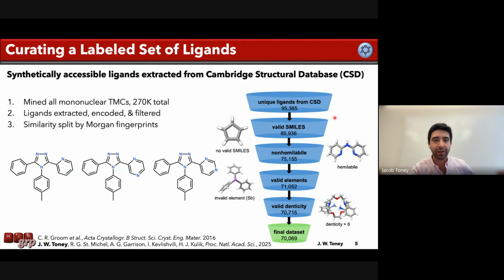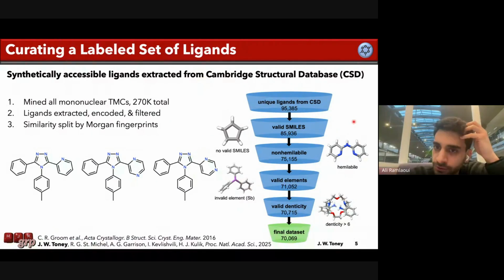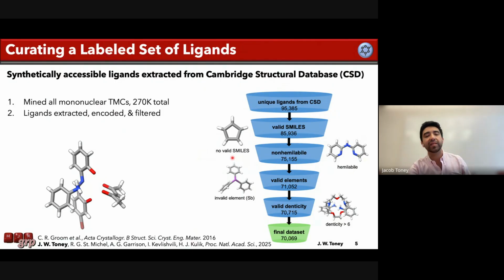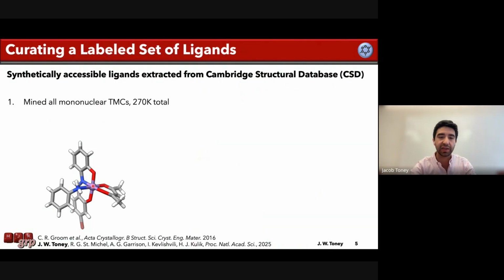Thanks. Yeah, there's also another question. It's how do you test if a ligand is non-hemilabile? Oh yeah, good question. So to test, I'll back up just a little bit. To test if a ligand is non-hemilabile, basically we first have this transition metal complex. When we delete the metal, we see all edges that were broken.